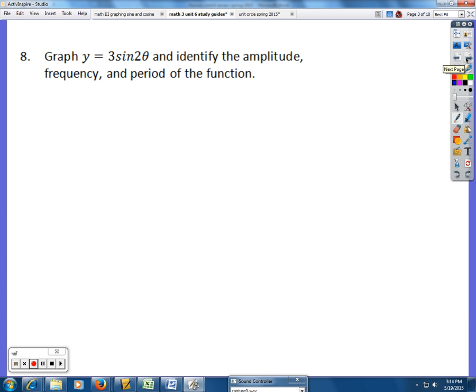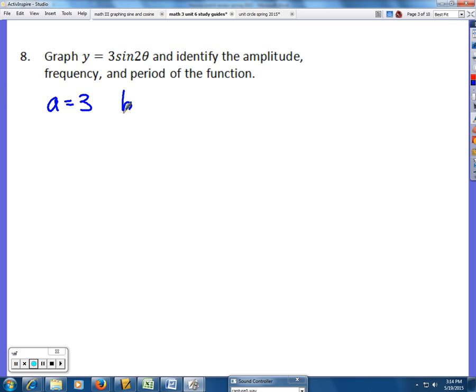The first graph, y equals 3 sine 2 theta. Well, a in this problem is 3, and b is 2. The number in front of your angle is your b. The number in front of the sine or cosine function is your a. Amplitude is the absolute value of a. So the absolute value of 3 is just 3. And period is 2 pi over b.